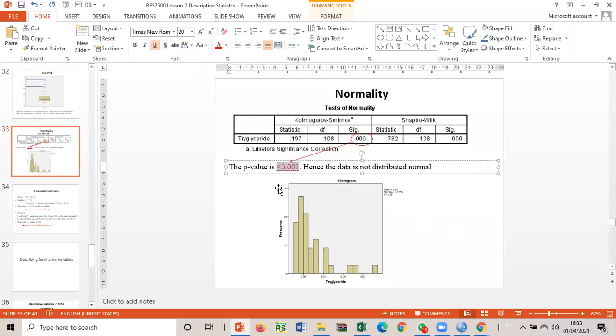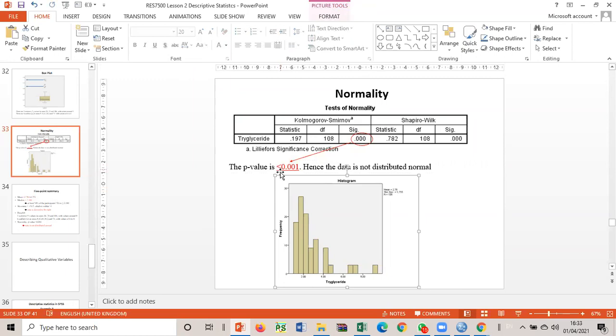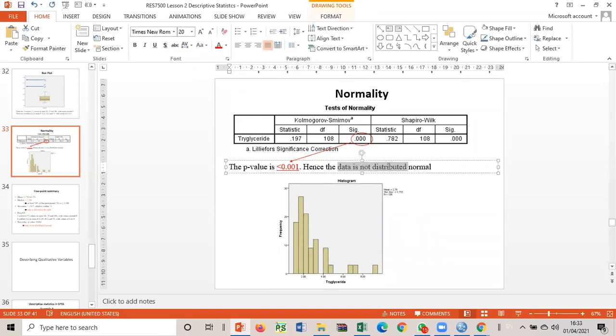Is this figure less than 0.05? It's less than 0.05. Therefore, it's not normally distributed.